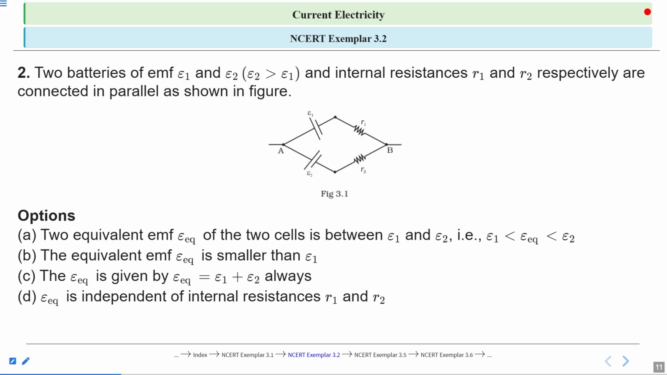The second option is that the equivalent EMF epsilon equivalent is smaller than epsilon 1. Option C is that epsilon equivalent is given by epsilon 1 plus epsilon 2. In parallel combination, can we give the equivalent EMF by the direct sum as mentioned in option C? Epsilon equivalent equal to epsilon 1 plus epsilon 2. You have to determine. And option D: epsilon equivalent is independent of internal resistances R1 and R2. So you have to choose the correct option. I will give you some time to think about it.